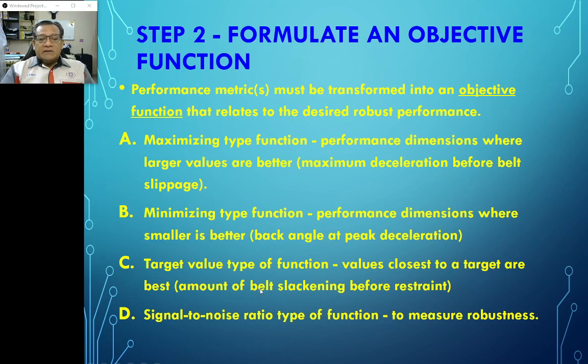For example, amount of belt slackening before restraint. Or you have a type function of signal to noise ratio. This is one important way to measure robustness. So you have to decide what kind of objective function you want to achieve. And in this case of Ford back passenger seat belt testing, they want to achieve type function B, which is to minimize the back angle.